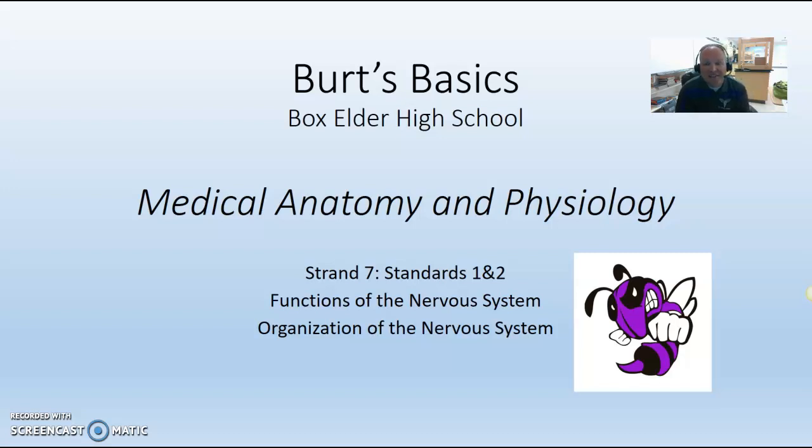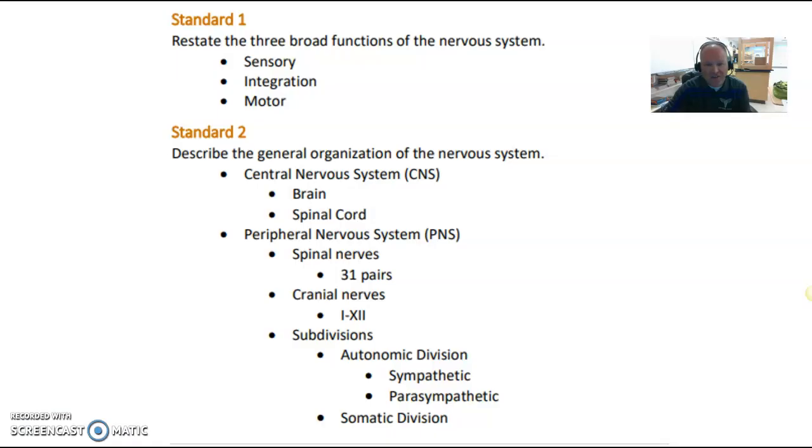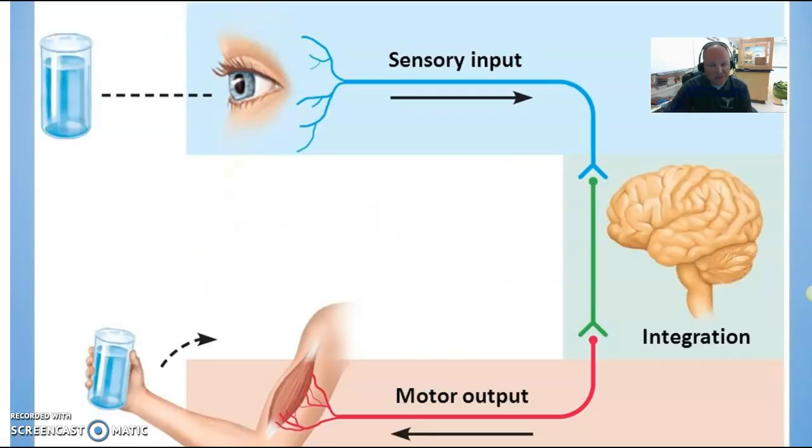Today we're doing Strand 7, Standard 1 and 2, which are the functions of the nervous system and the organization of the nervous system. Once again, it looks like a lot, but don't worry about it. This is the one we're going to focus on mostly, Standard 2. So let's start with Standard 1, the general functions. I know this is really simple, and we're going to complicate it a lot.